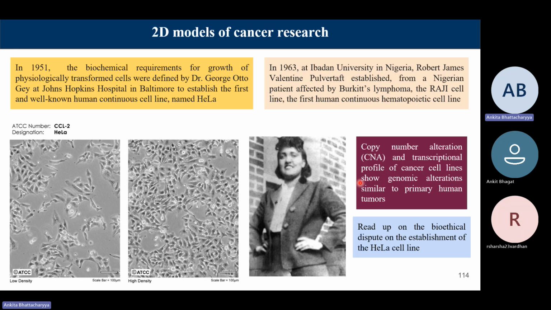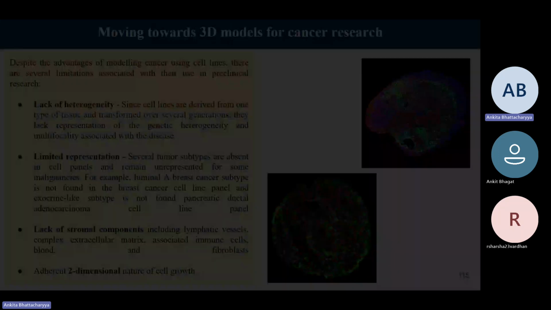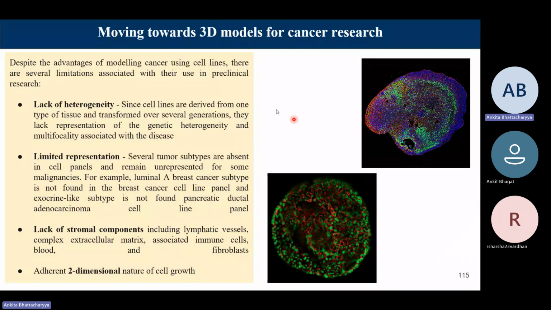So these are all things you learn as part of your job, and it's all covered when somebody is handling cells for a definite period of time. Another cell line which we understood here as an example was the Raji cell line, which is for Burkitt's lymphoma, and that was the first human continuous hematopoietic cell line. And we had also looked into this factor that copy number alterations and transcriptional profile of cancer cell lines are expected to show numeric alterations pretty similar to that of primary human tumors, which is actually the advantage of using cell lines.